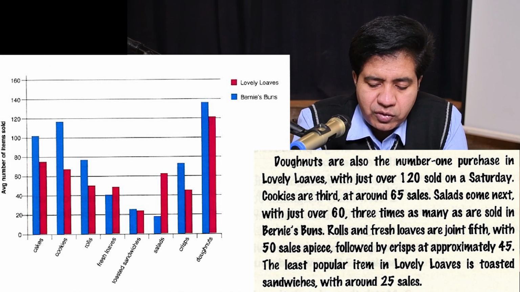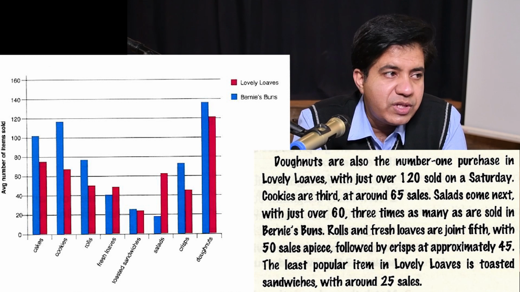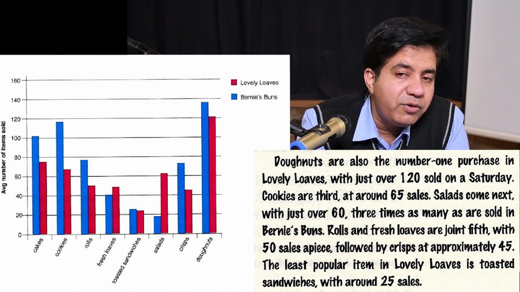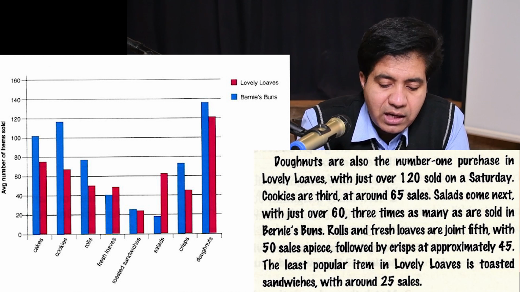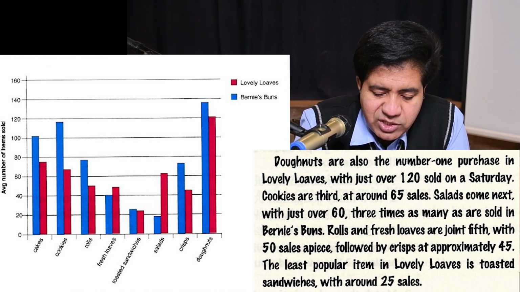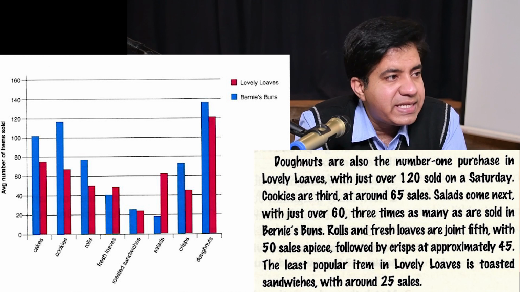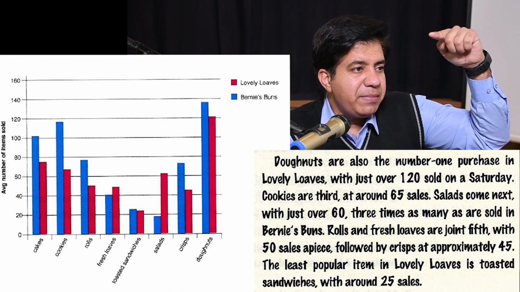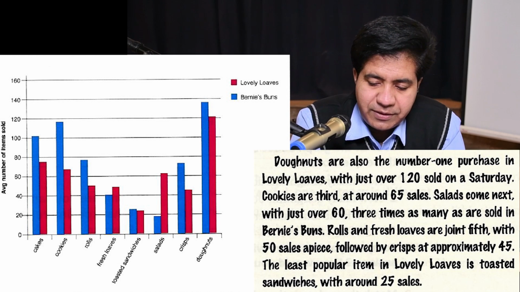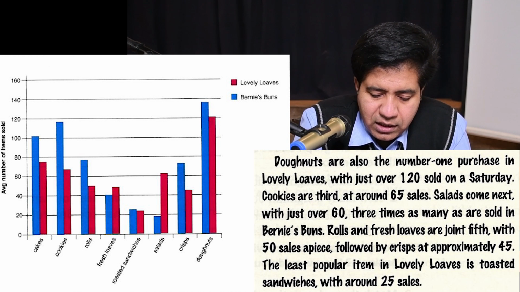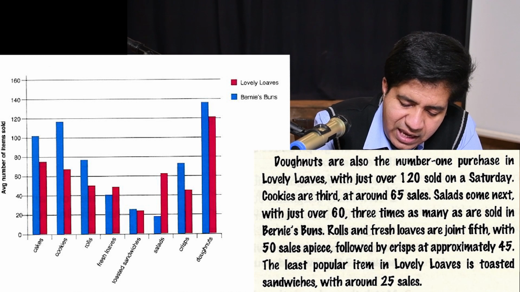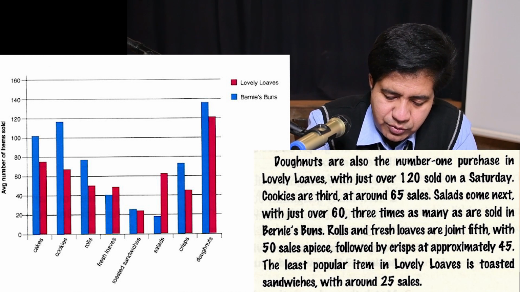Donuts are also the number 1 purchase in Lovely Loaves. Now you can see Lovely Loaves is the second bakery and donut is the number 1 item, and we are writing a comparative graph. With just over 120 sold on a Saturday. Now you can take a look and see just over. Just over means a little more than 120. On a Saturday, cookies are second after donuts. You can see they have cookies, number 2.